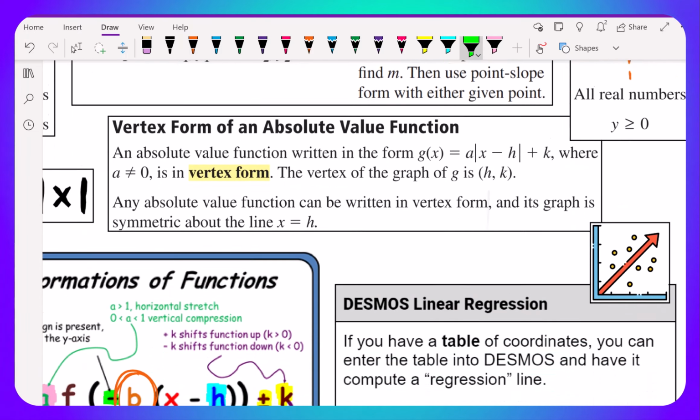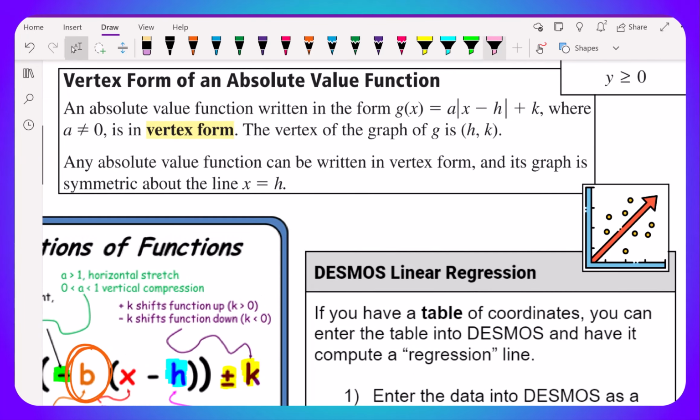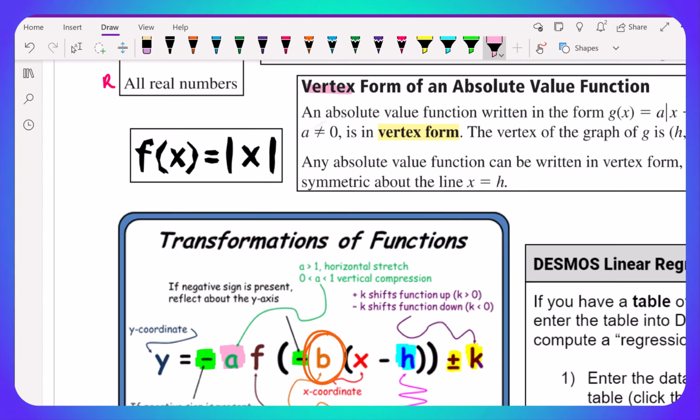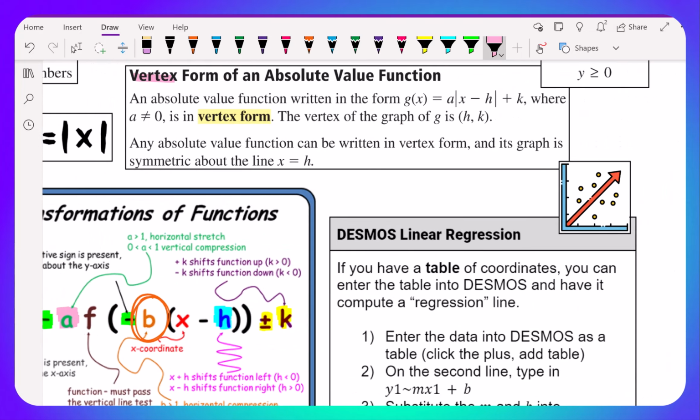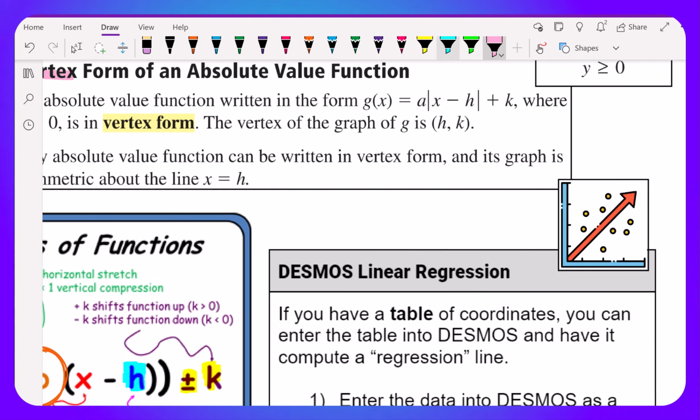The absolute value function is called vertex form of an absolute value function. And if you see, you have basically a translated absolute value of x. So this is your parent function right here, the absolute value of x, and vertex form will have an a, an h, and a k. K will shift it up and down, h will shift it left and right, and a will either be a stretch or a shrink vertically.